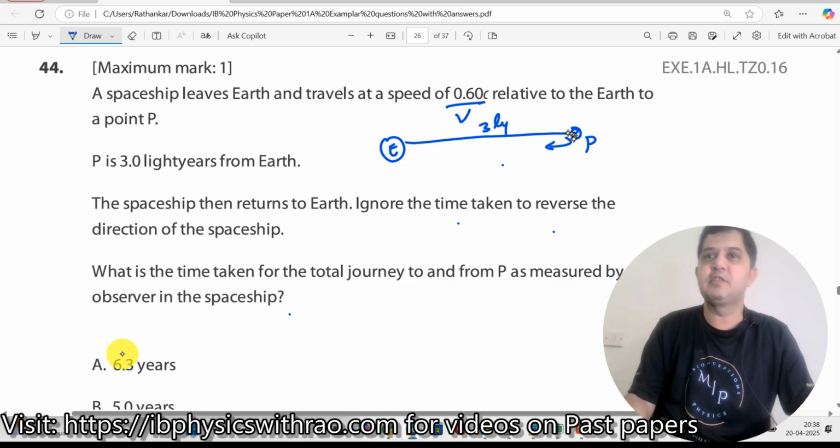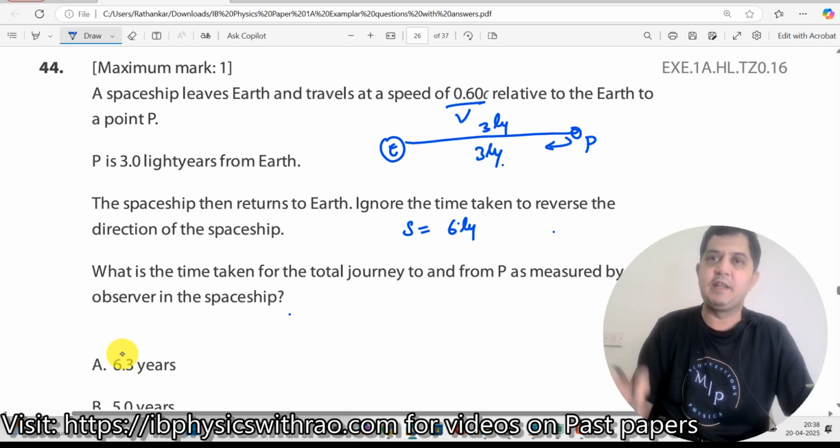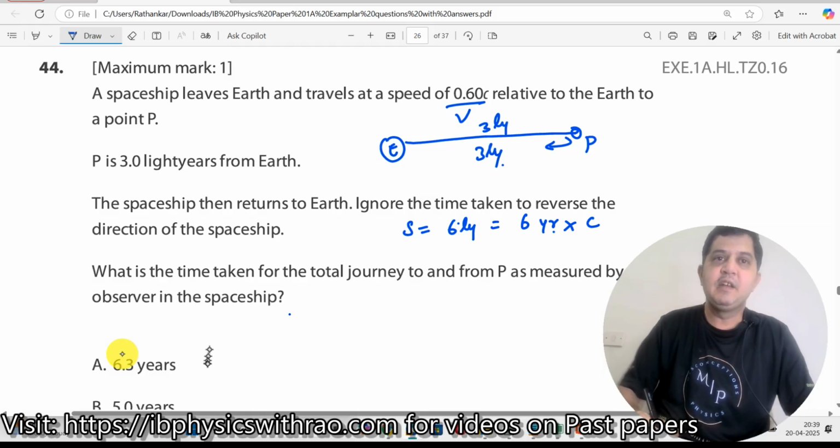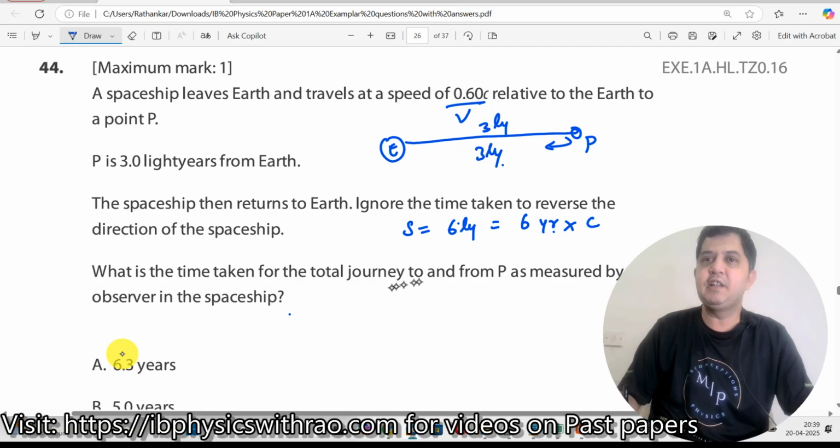So it comes back like this, returns back to Earth. The total distance traveled is 3 light years forward, 3 light years backwards. The total distance is 6 light years. What is 1 light year? The distance traveled by light in 1 year, so this can be written as 6 years multiplied by the value of c.